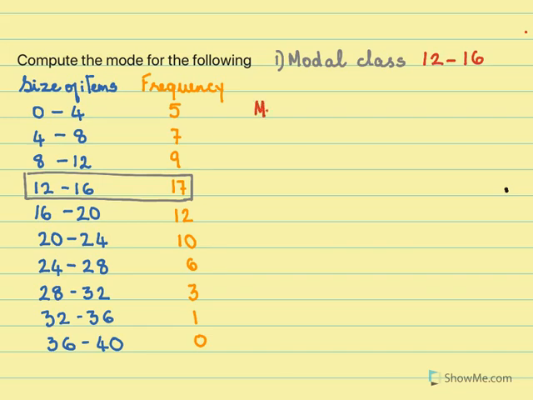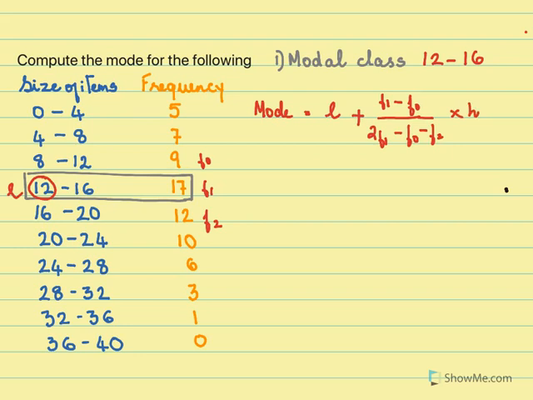Now the formula for mode is equal to L, the lower limit of the modal class. This is L, plus (F1 minus F0) over (2F1 minus F0 minus F2) into H. Here we need to put F0, F1 and F2. F1 is the frequency of the modal class, F0 is the frequency of the preceding class, and H is the size of the class.